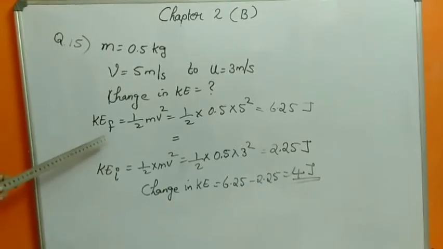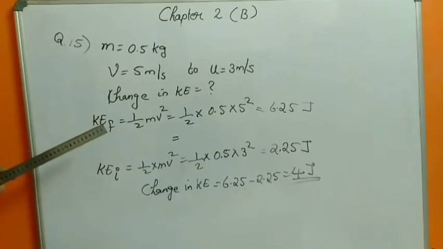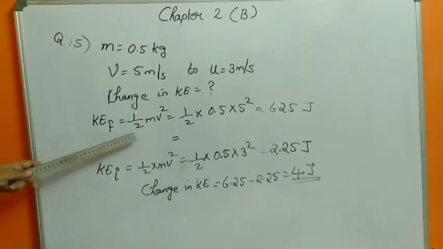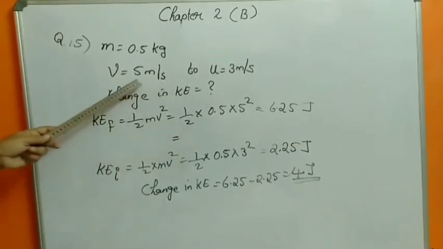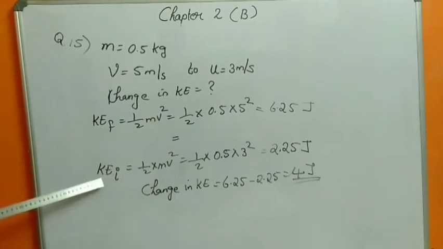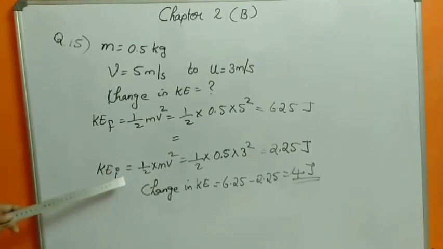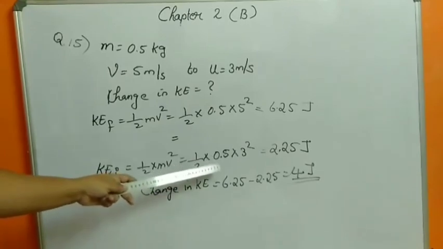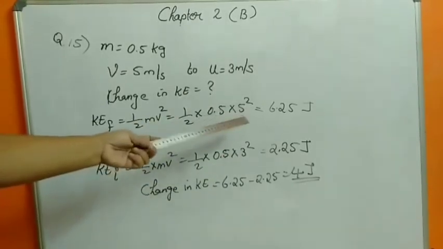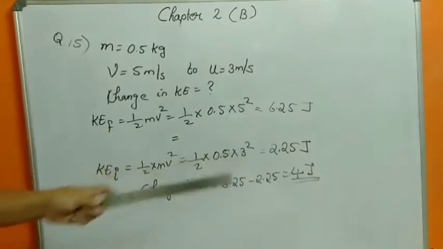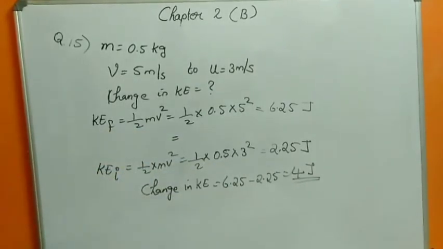So first we can calculate the kinetic energy, whether it be final or initial. We are not saying whether it is the starting point or ending point. So we can take the first kinetic energy, half mv square, half into mass into first velocity, 5 square. Then the second kinetic energy equals half into mv square, half into 0.5 into 3 square. So we got the first energy as 6.25, the second kinetic energy as 2.25. So change in energy, change means we just subtract, 6.25 minus 2.25, you will get 4 joule. So that is the change in kinetic energy.